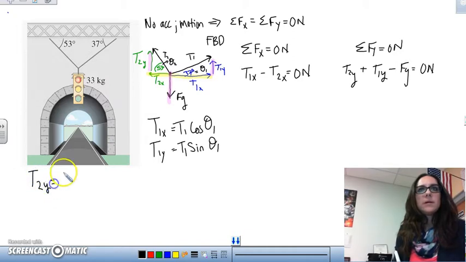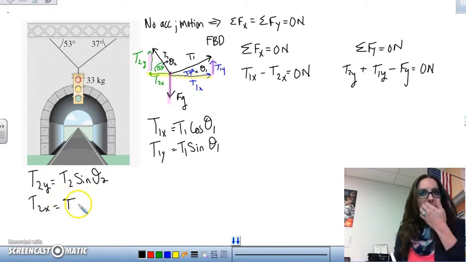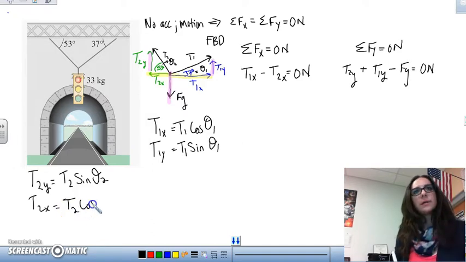T2y is going to be positive T2 sine of the angle 2, and T2x is going to be T2 cosine of the angle. Now, I already considered the negative sign right here, so I'm not going to be redundant always. It will make it add, and I don't want it to do that. But these are the values.